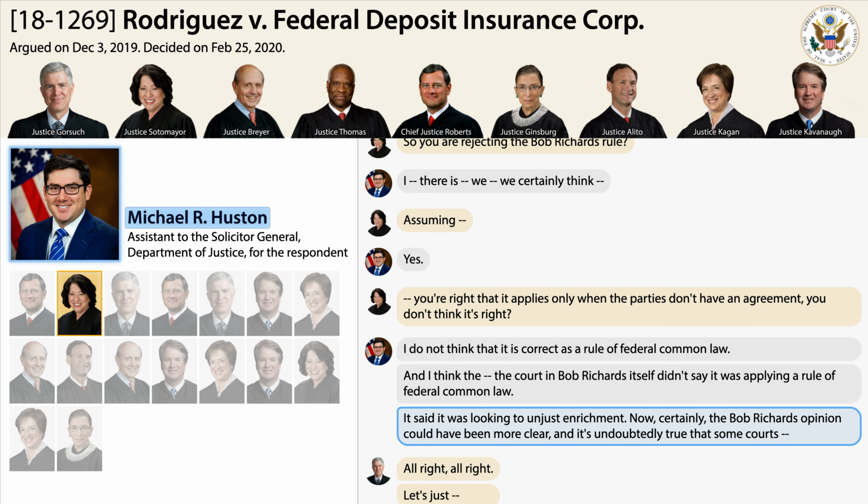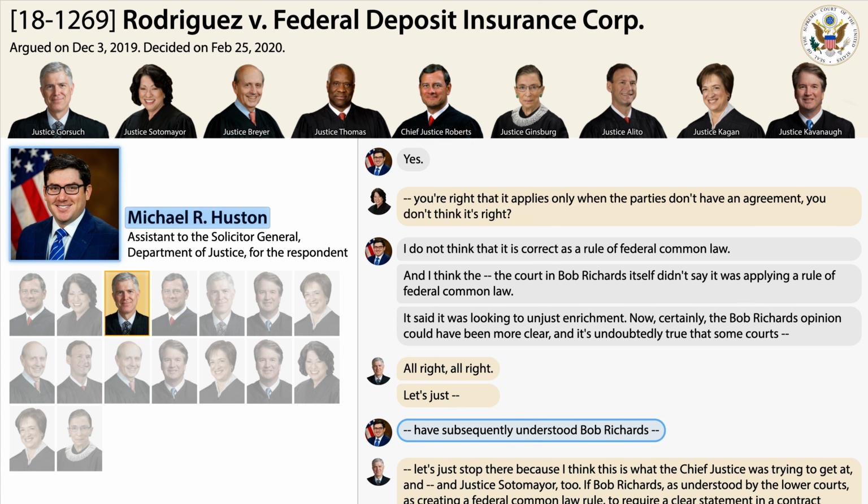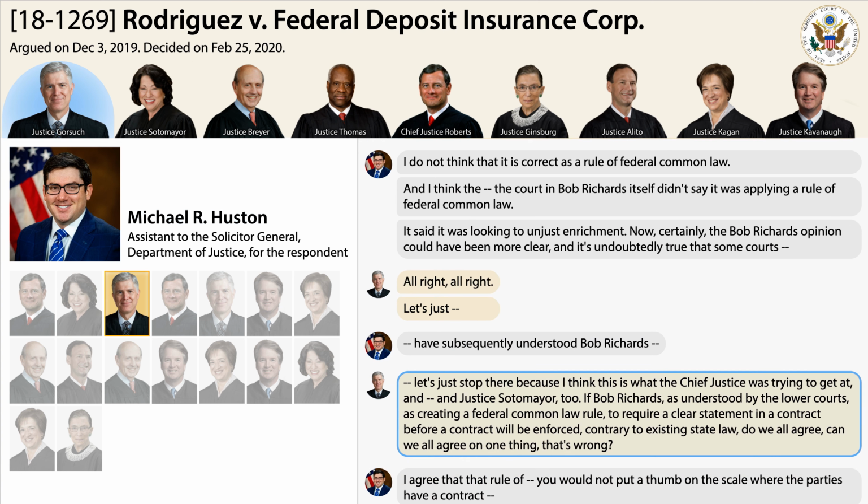Now, certainly the Bob Richards opinion could have been more clear, and it's undoubtedly true that some courts have subsequently understood Bob Richards as a rule of federal common law. Let's just stop there, because I think this is what the Chief Justice was trying to get at, and Justice Sotomayor too. If Bob Richards, as understood by the lower courts, is creating a federal common law rule to require a clear statement in a contract before a contract will be enforced, contrary to existing state law, do we all agree? Can we all agree on one thing?